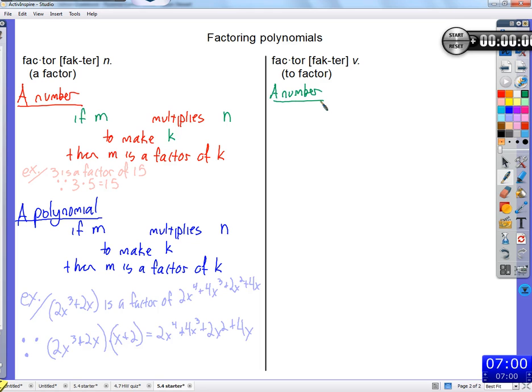Multiply together. So we're going to take the number, and we're going to write that number. Say to write a number as the product of two numbers. Example, 35 factors to 5 times 7. We have factored 35.